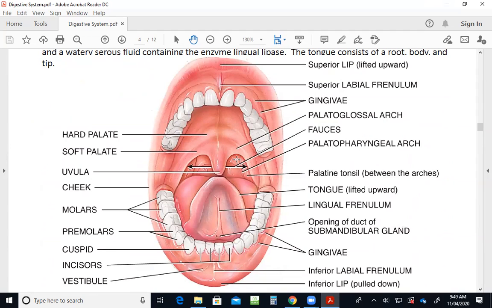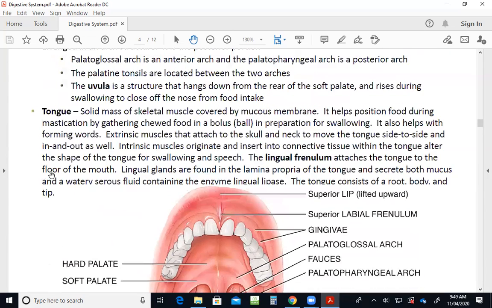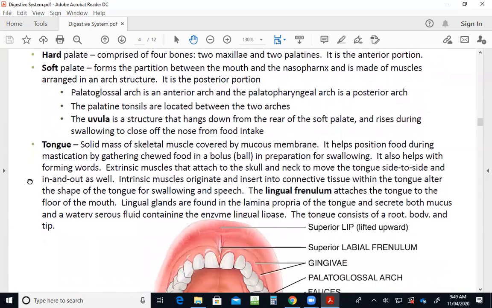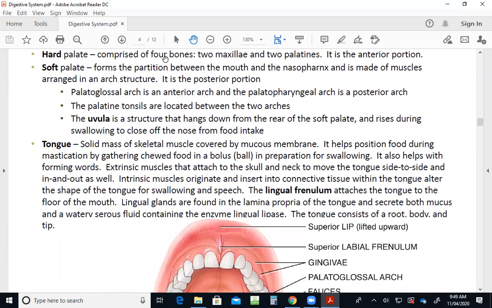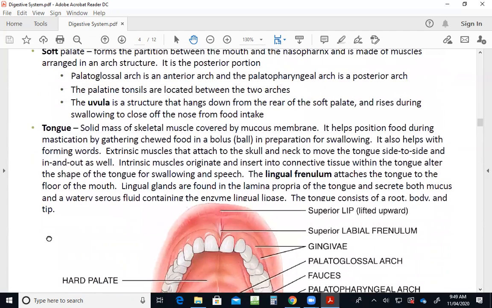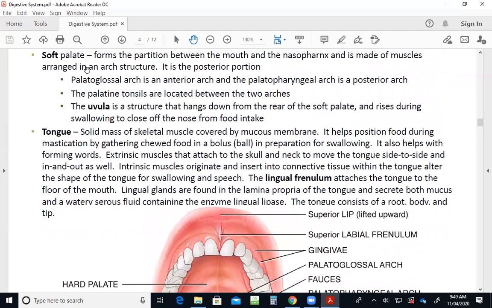So from your teeth back to that little dangling uvula is basically the oral cavity proper. So it's all of this area where you have your tongue, essentially. Already mentioned the fauces, the opening between the oral cavity and the oropharynx, or your throat. Your hard palate, comprised of 4 bones, 2 maxilla, 2 palatines, forms the anterior 2/3 of the roof of your mouth. The back third is the soft palate, which is made up of skeletal muscle, arranged in an arch structure.